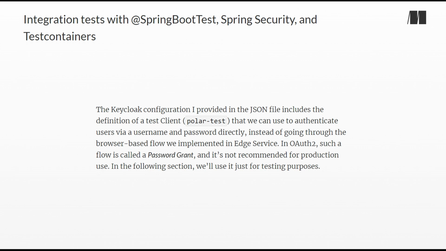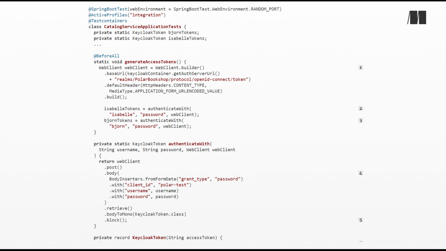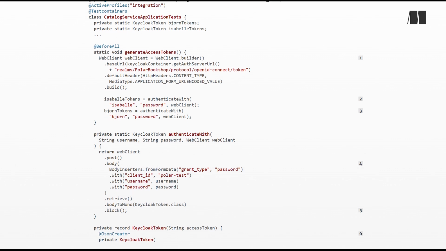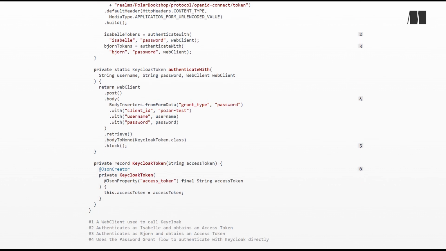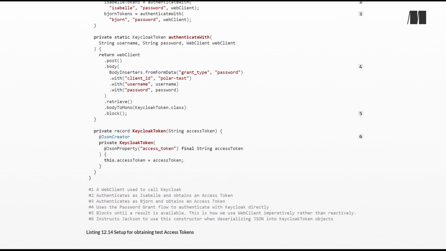In OAuth2, such a flow is called a password grant, and it's not recommended for production use. In the following section, we'll use it just for testing purposes. Let's set up Catalog Service application tests to authenticate with Keycloak as Isabel and Bjorn, so that we can obtain the access tokens we need to call the Catalog Service's protected endpoints. Keep in mind that Isabel is both a customer and employee, whereas Bjorn is only a customer. Listing 12.14. Setup for obtaining test access tokens.